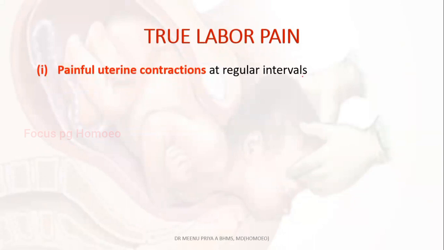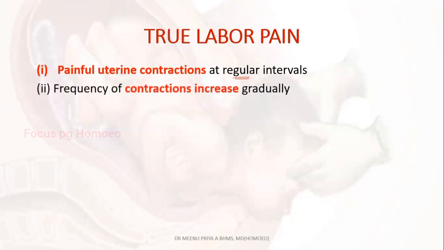These are the criteria for it to be called true labor pain. First, it is painful: painful uterine contractions at regular intervals. It is not that it comes once, goes, and again comes. It is not irregular. It is at regular intervals, and the frequency of contraction keeps on increasing. So the frequency, intensity, and duration, these three things keep on increasing.